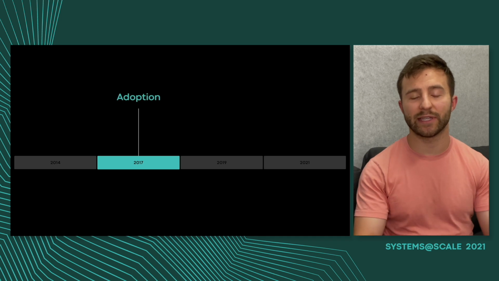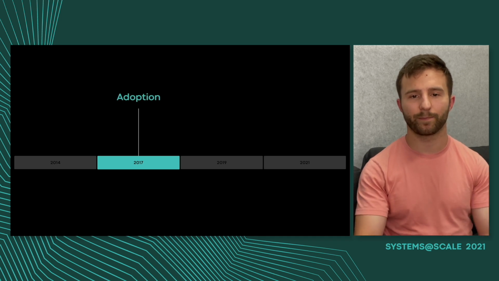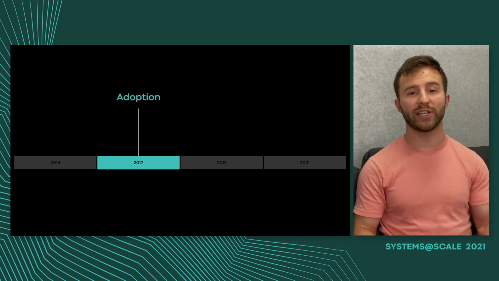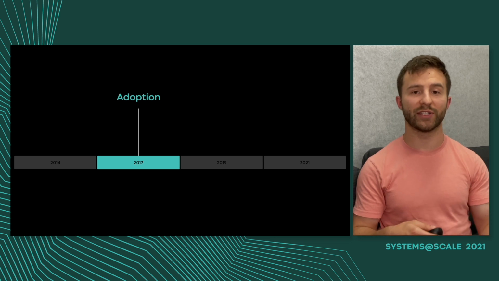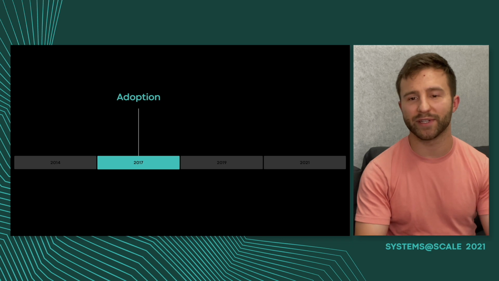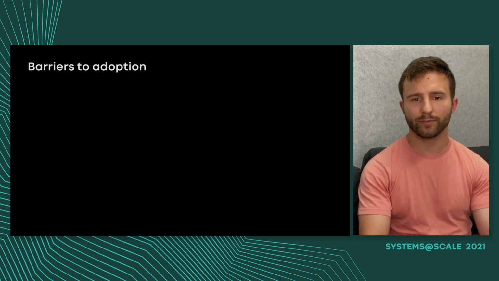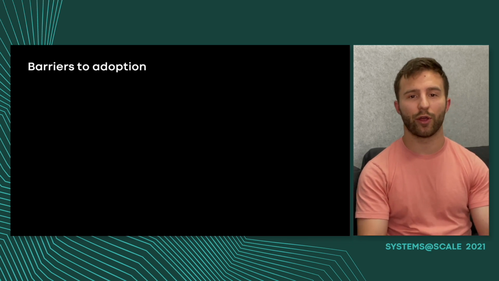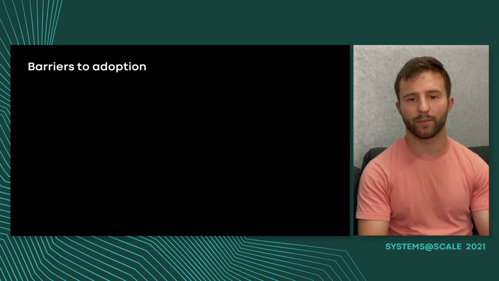So by 2017, the goals of the team had shifted. Rather than building out new features, it would redirect its efforts towards increasing adoption at Facebook. And so a question was raised. Why aren't services deploying regularly? Well, after some investigation, 3 main reasons were identified.